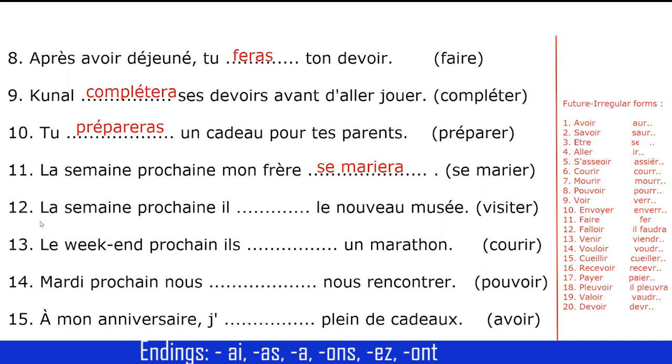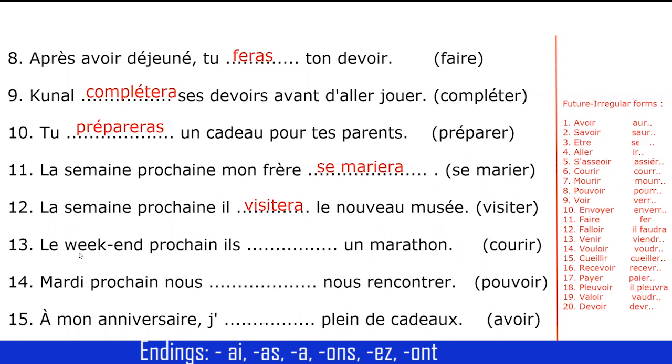The next one is: La semaine prochaine, il dash le nouveau musée. Your verb is visiter. Again, it's a regular verb. We'll write our stem till the last R and then we'll put the endings. La semaine prochaine, il visitera le nouveau musée. Next week, he will visit the new museum.